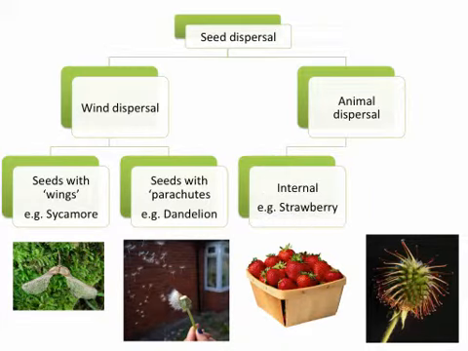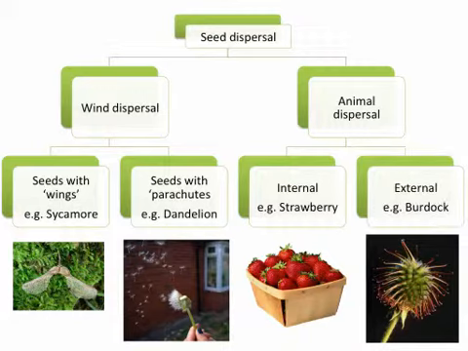This could be internal, in the case of a strawberry, so the animal will eat the seed, which will be in the form of a fruit, and then in its feces it will release the seed somewhere else so it can start growing. Or this can be external, in the case of burdock. You can see the burdock has got very little hooks on there. What happens is it gets stuck on the fur of the animal, and the animal transfers it and then will rub it off at a later date and release the seed in a new place.